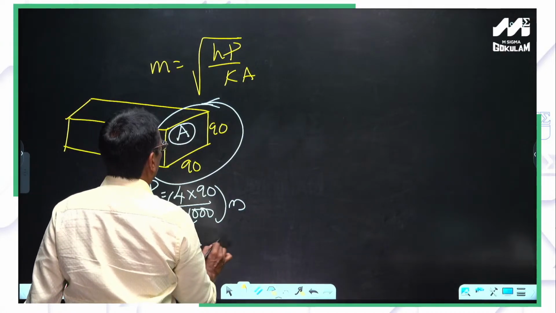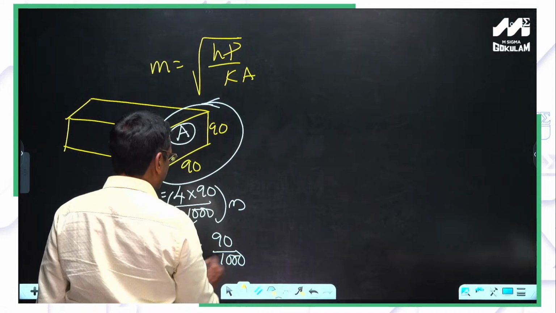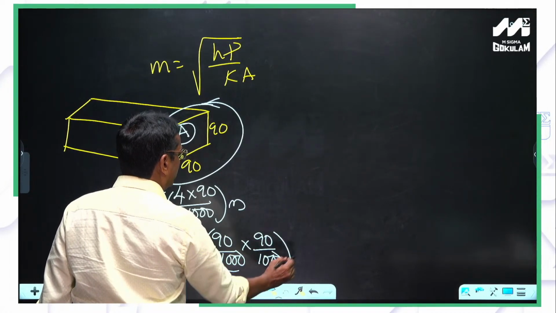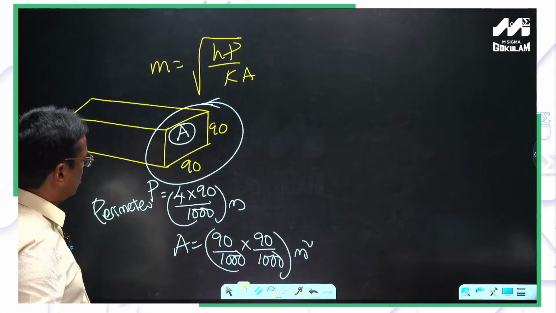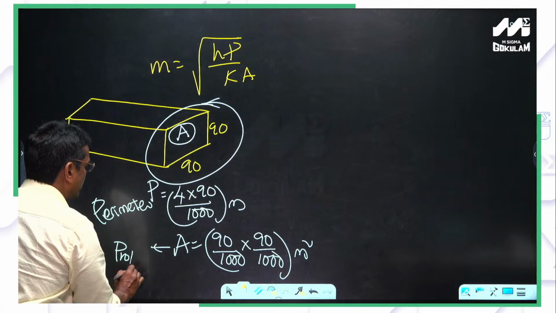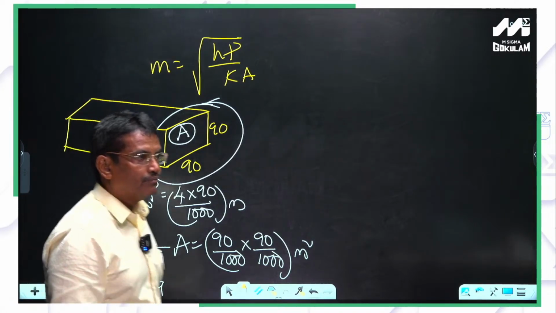A will be 90 by 1000, 90 mm, into 90 by 1000, this is the A there, okay. So, the area of cross section, profile area, area of cross section or profile area.